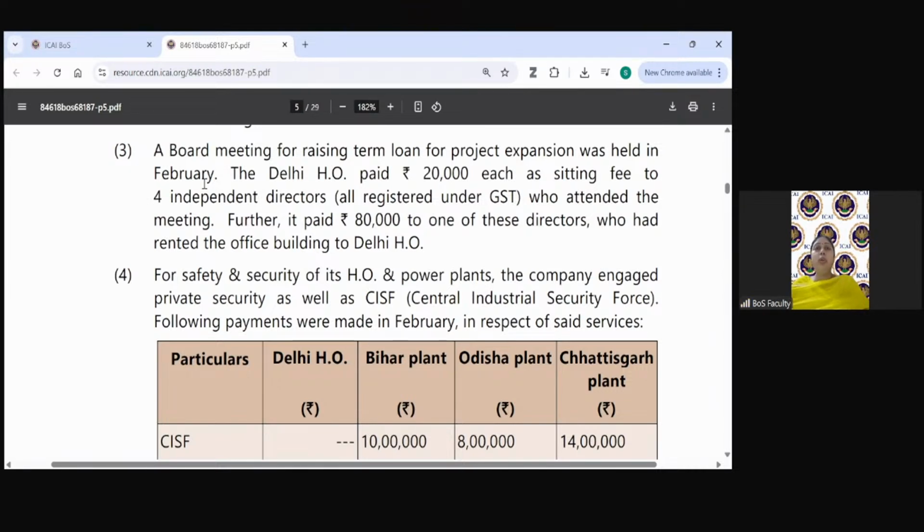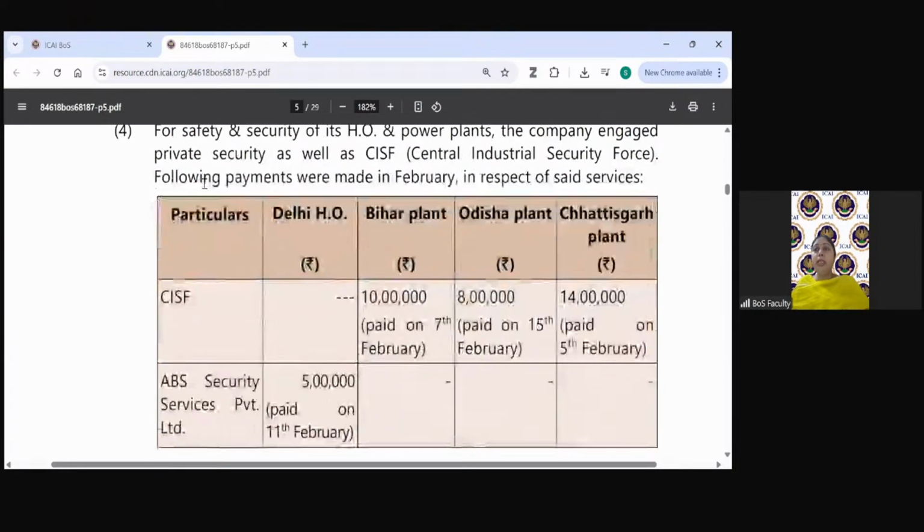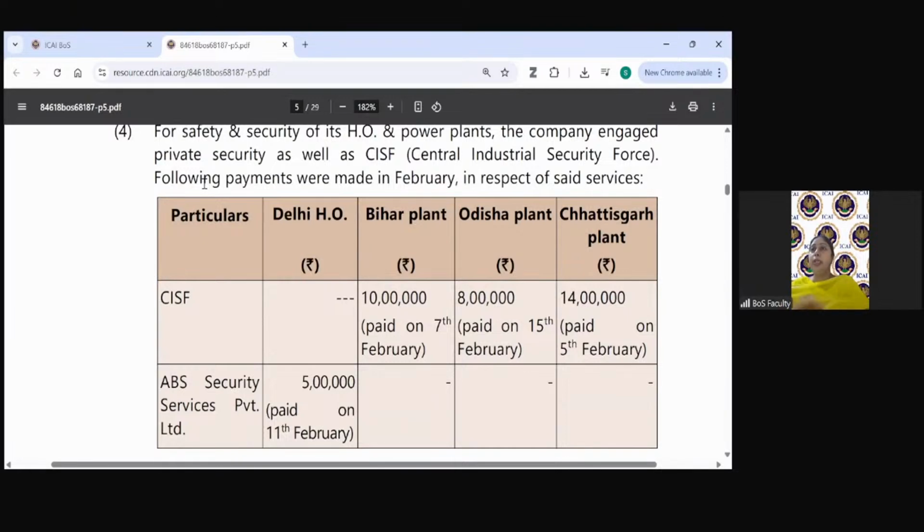So this entry will also not get attracted, and therefore the tax is not payable under reverse charge on that value. The first 20,000 into 4, that is 80,000, is taxable under reverse charge. So in this case, only 80,000 is taxable under reverse charge, not 1,60,000. I hope this point is clear to you. Now we come to the next point.